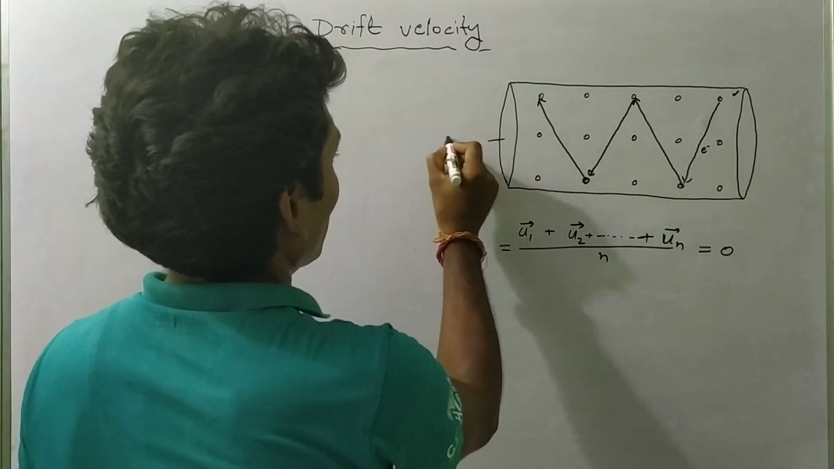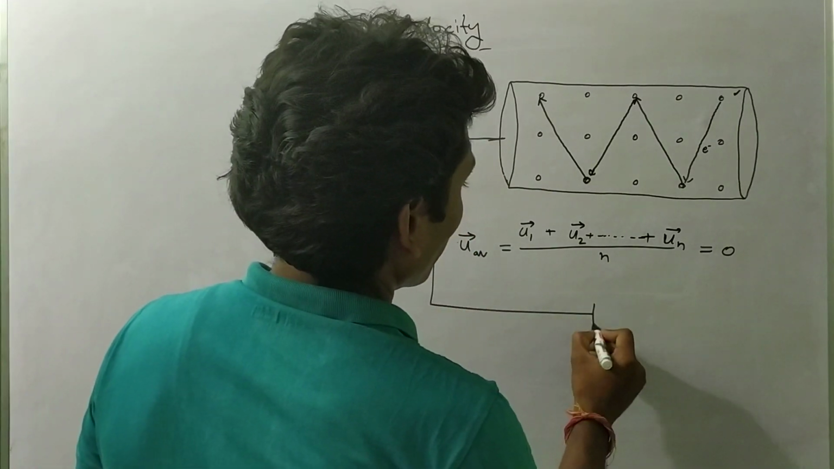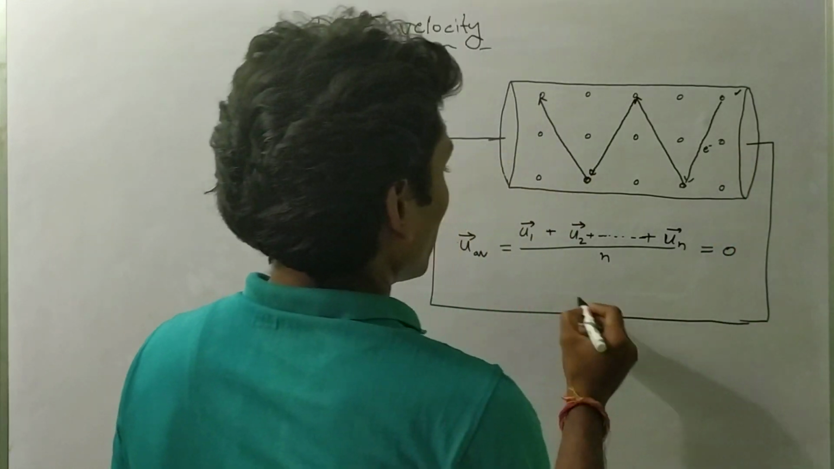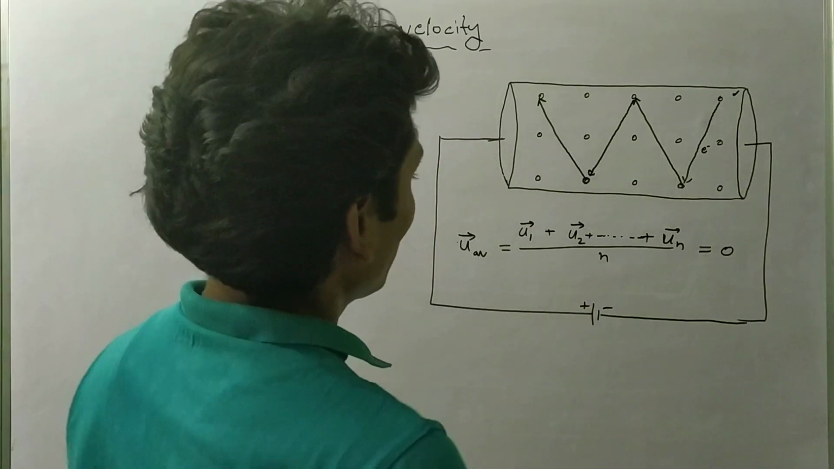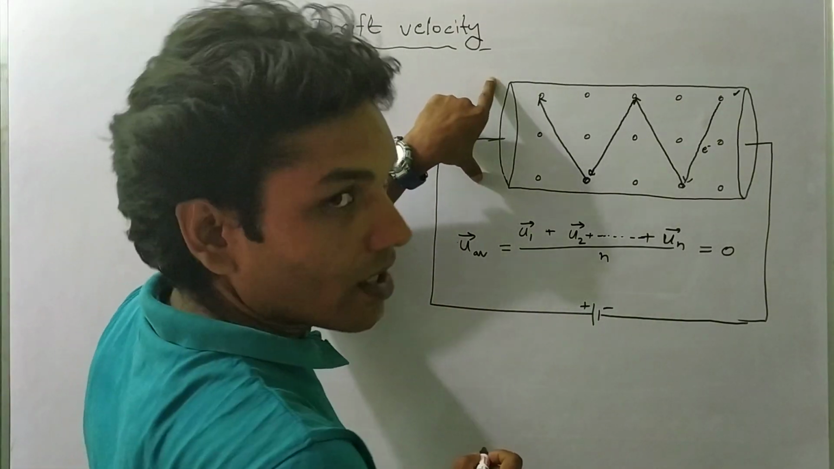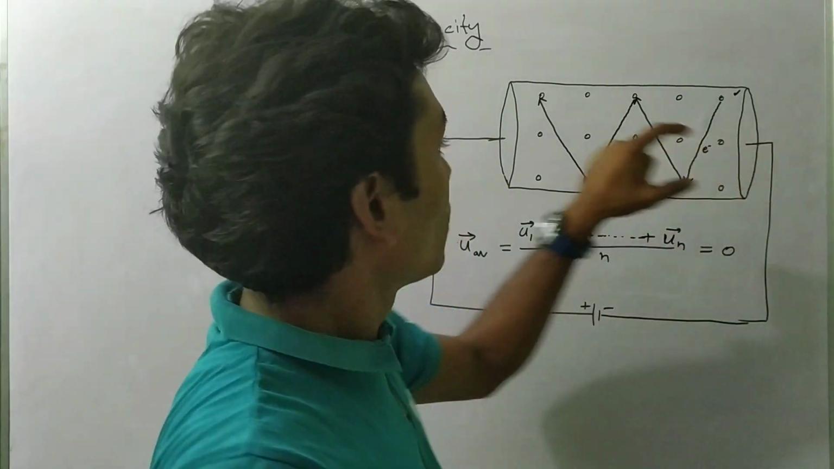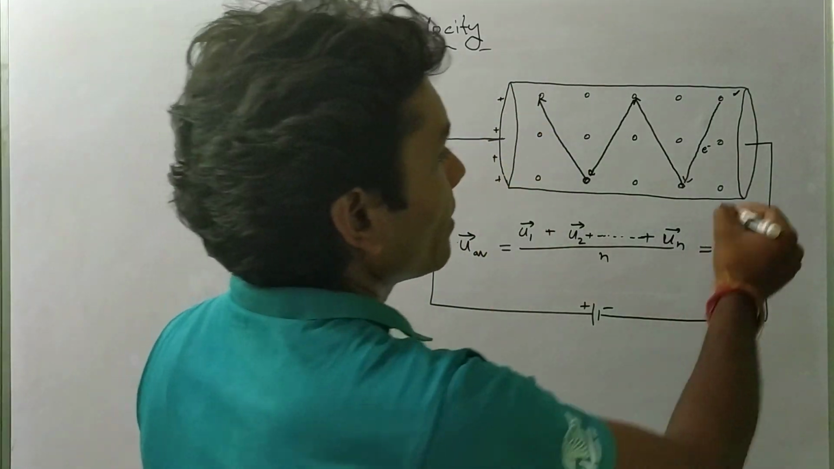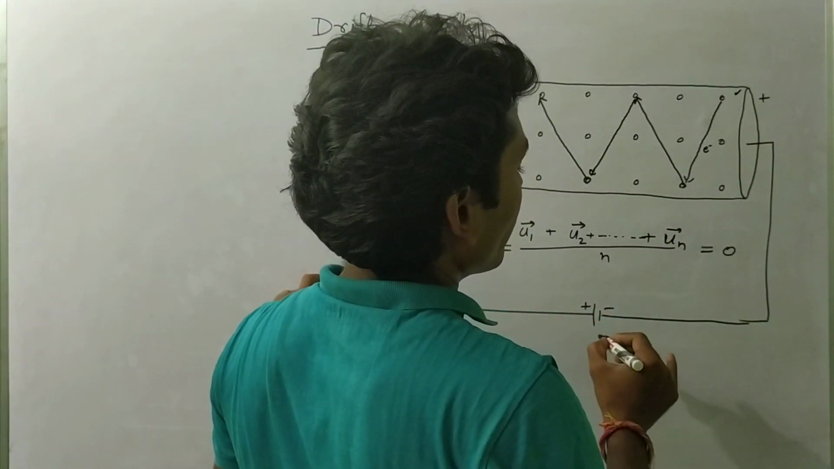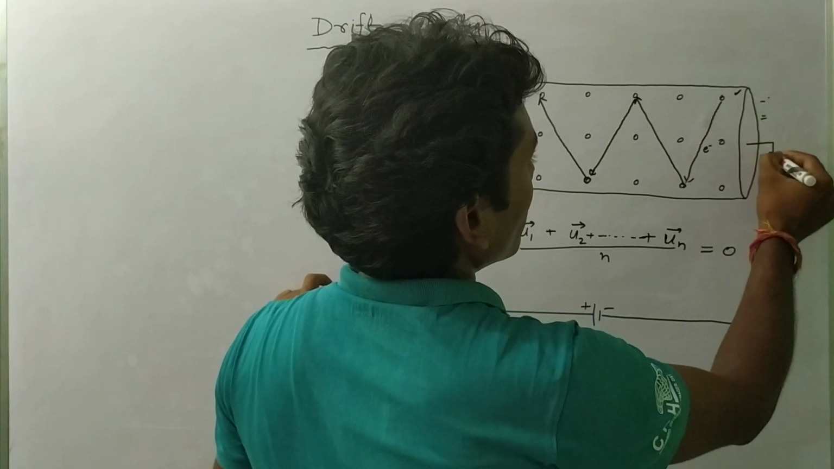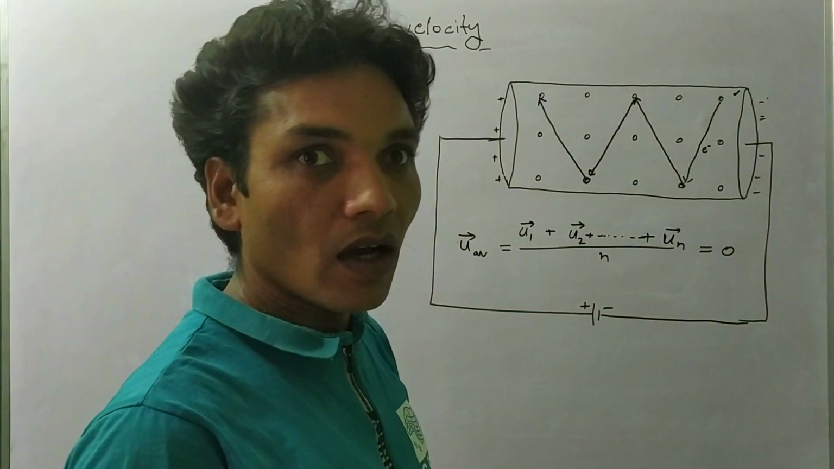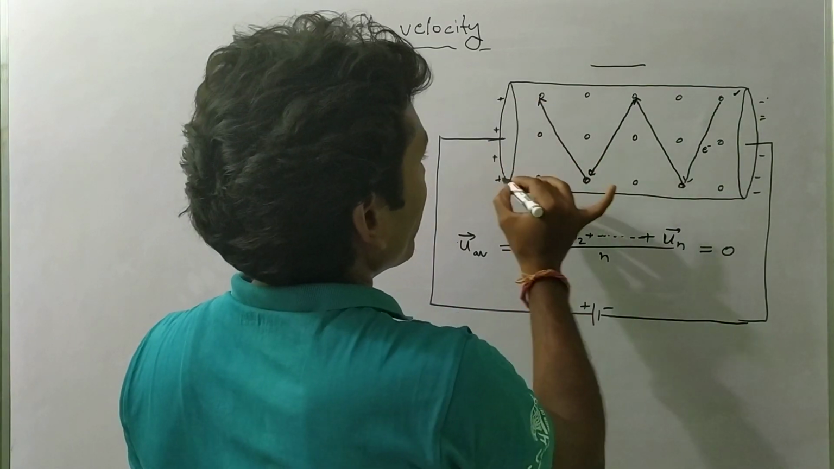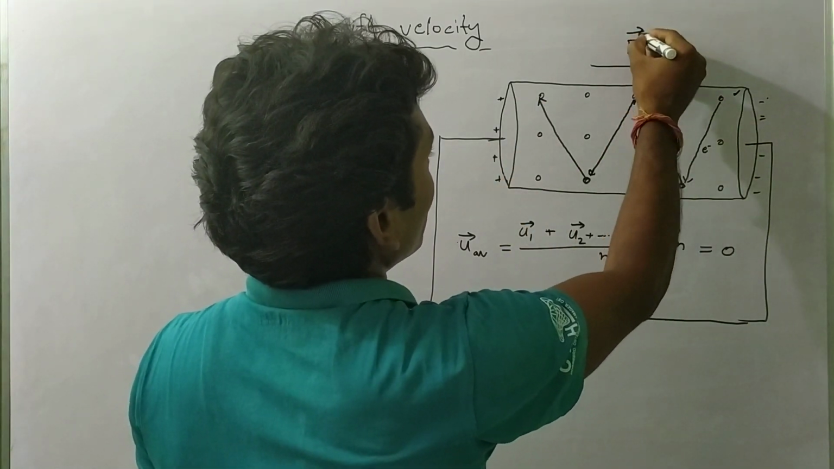Now an external field is applied across the terminals of the conductor. Here a battery is connected to the two ends of the conductor, the positive terminal and negative terminal of the battery. The positive terminal of the battery is connected to this end and the negative terminal is connected to this end. So at this end positive potential will be developed, and here, due to the connection with the negative terminal, negative potential will be developed. Now under the influence of the electric field, the direction of the electric field will be from the positive face to the negative face, vector E.